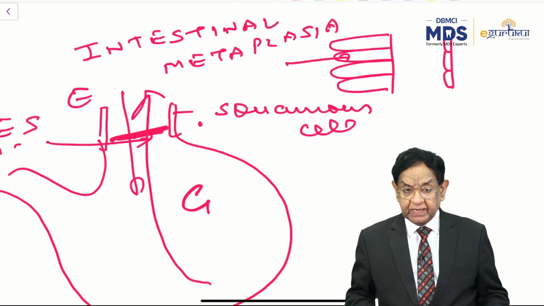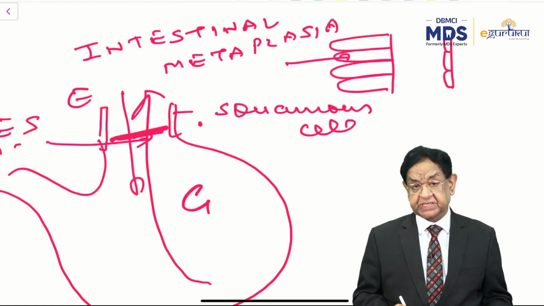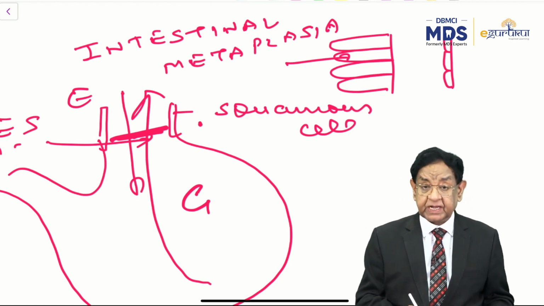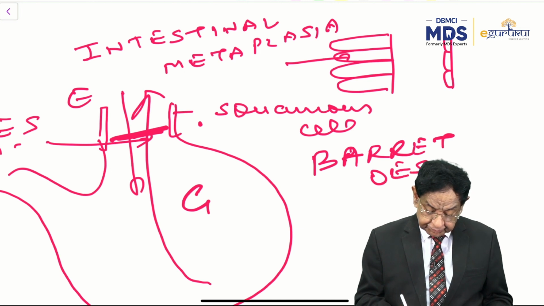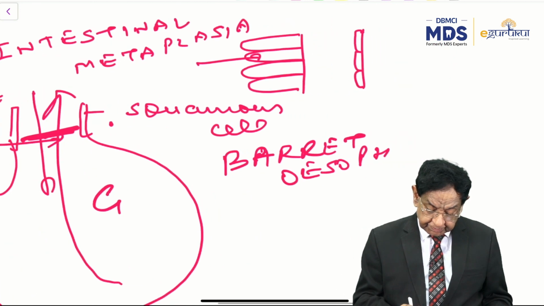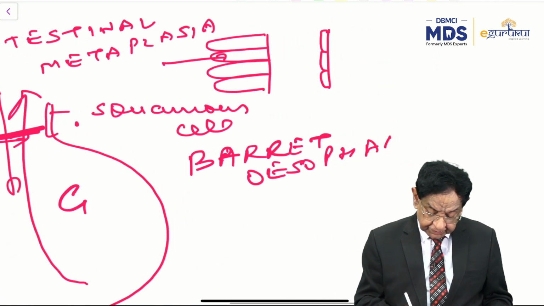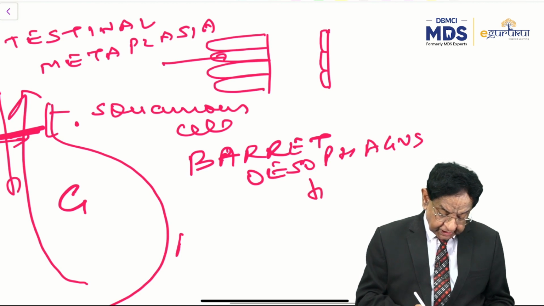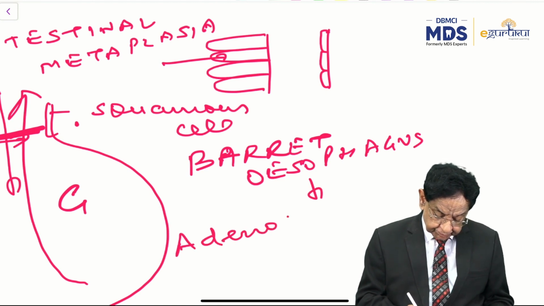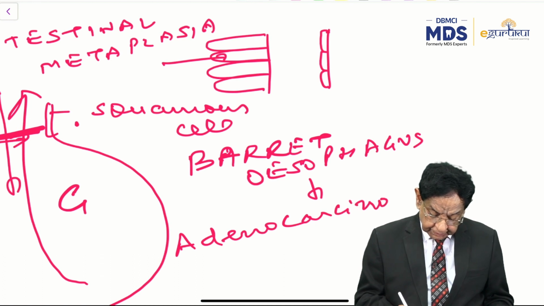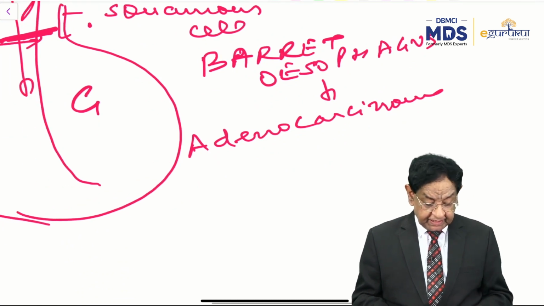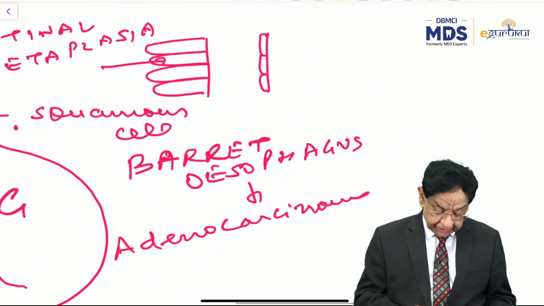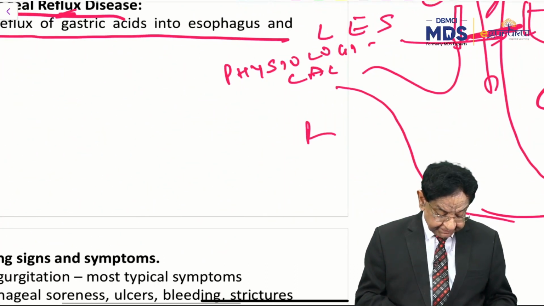Well, later on, it's a dangerous condition. It can get converted into carcinoma, Barrett's esophagus, which can get converted into adenocarcinoma. This lining gets converted into adenocarcinoma. And there can be esophagitis. Esophagitis will be there, definitely.